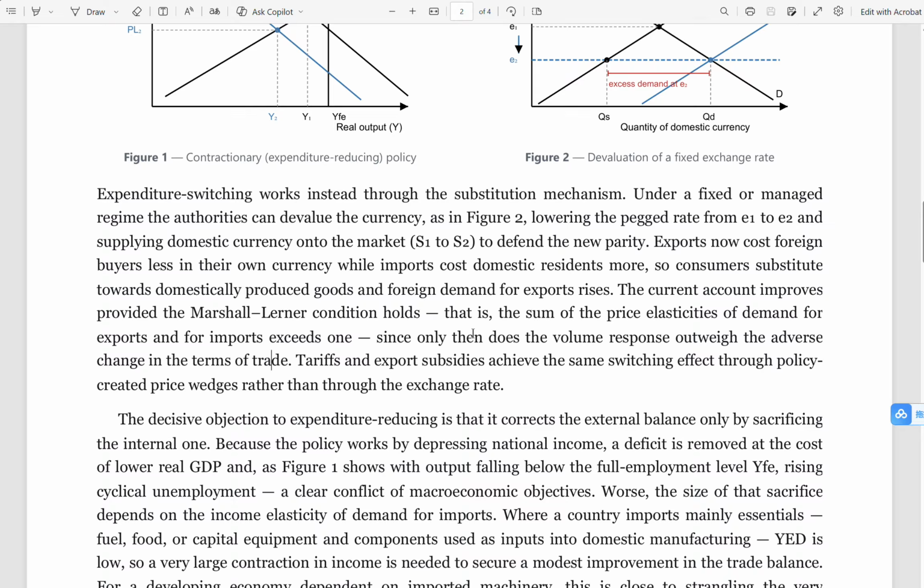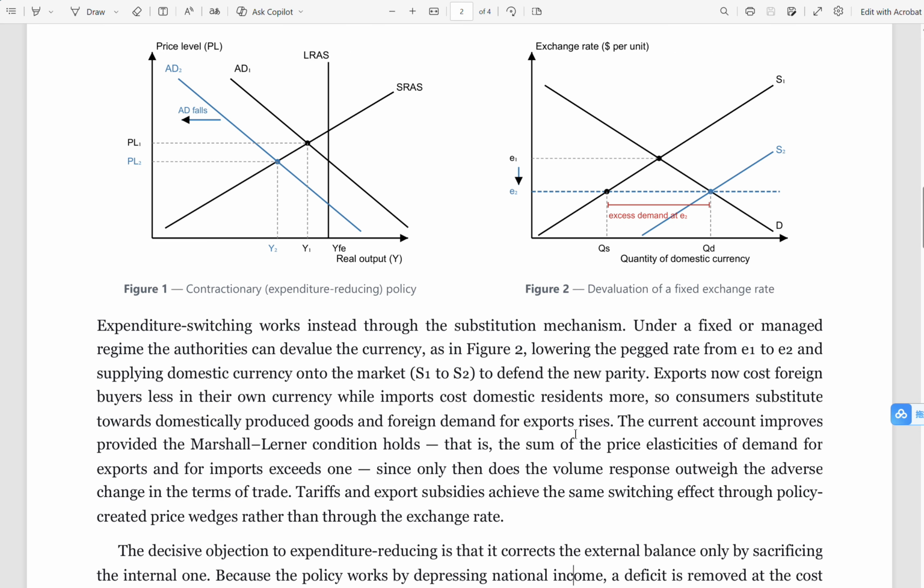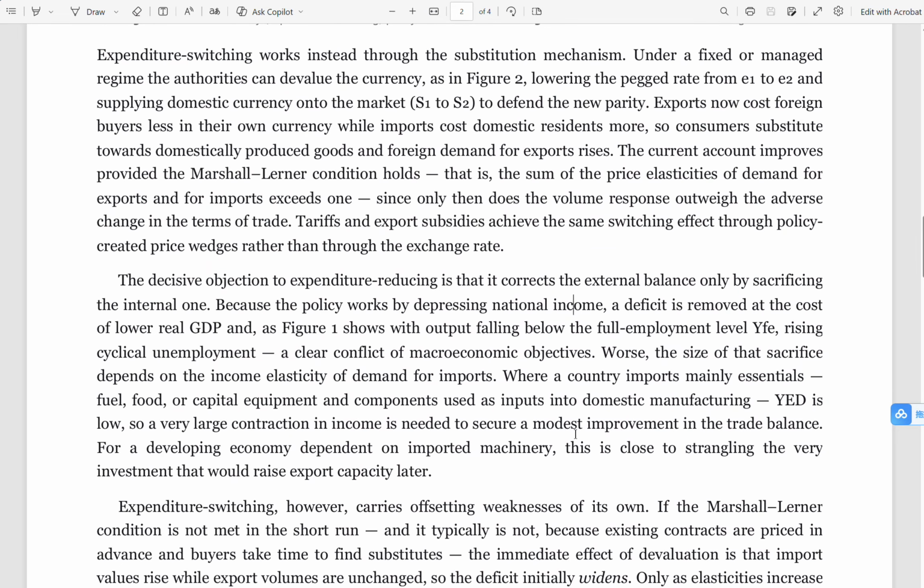Since only then does the volume response outweigh the adverse change in terms of trade. Tariffs and export subsidies achieve the same switching effect through policy-created price wedges rather than through the exchange rate. So basically, an exchange rate analysis that you'll learn from the textbook, just put it right there, and it'll give you the AO1, AO2 marks easily.